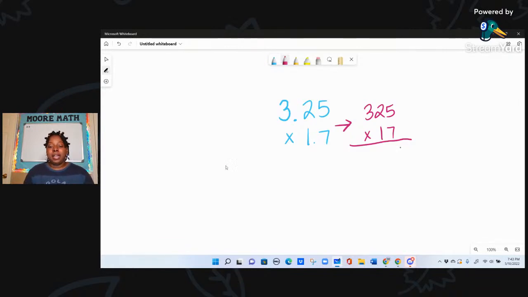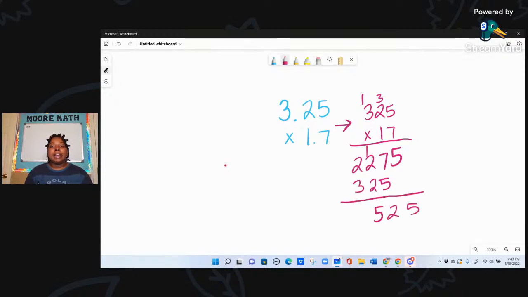5 times 7 is 35. 2 times 7 is 14, plus 3 is 17. 3 times 7 is 21. We get 22. And you will have 5, 2, 3. So we're just pretending like the decimal is not even there and just multiplying like normal.